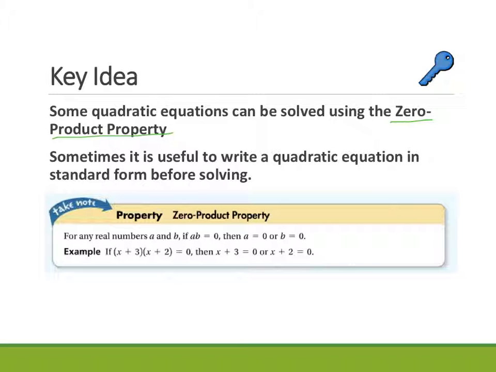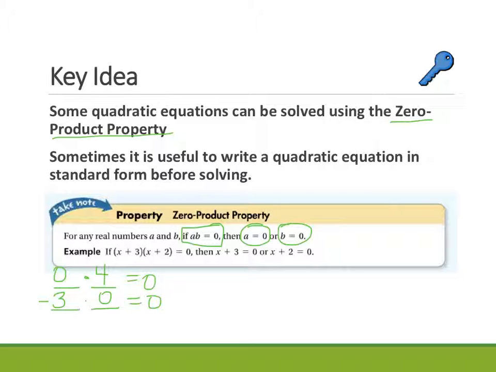Now, the zero product property states that for any real number a and b, if a times b equals 0, then a equals 0 or b equals 0. I want you to think about this statement. In order for the product of two numbers to be equal to 0, what we know must be true is that one of the two numbers must be 0, or one of the two factors. Either the first factor is 0, or the second factor is 0. That is what this property is stating.